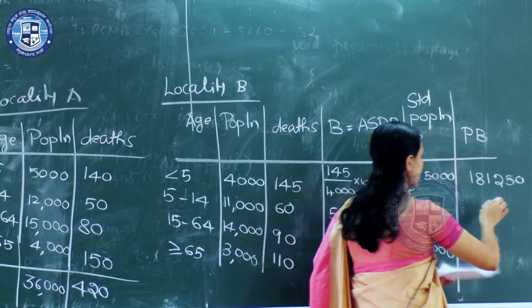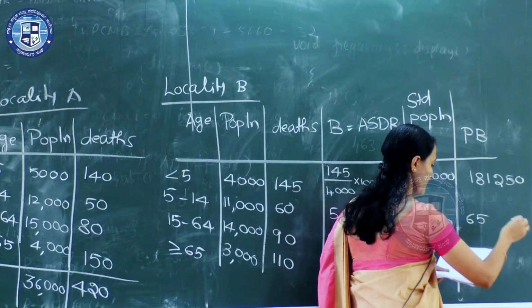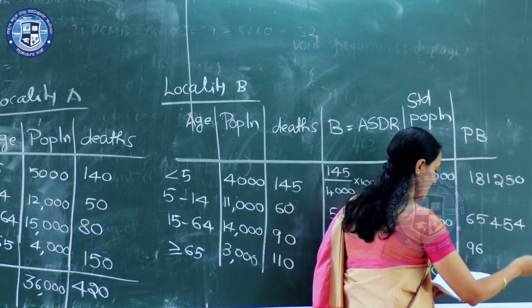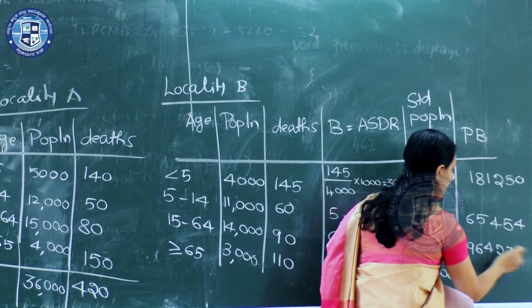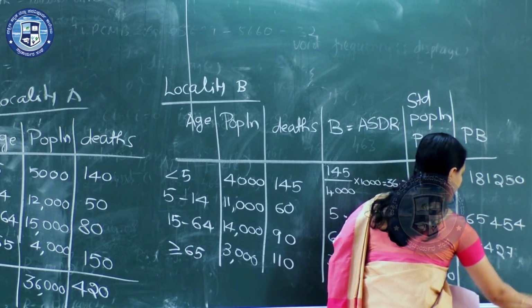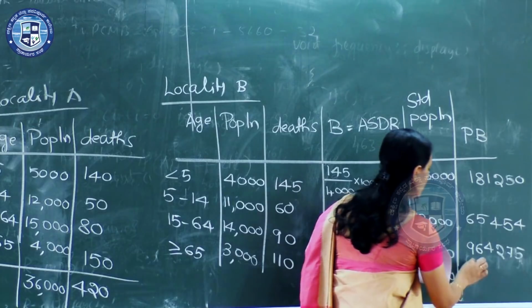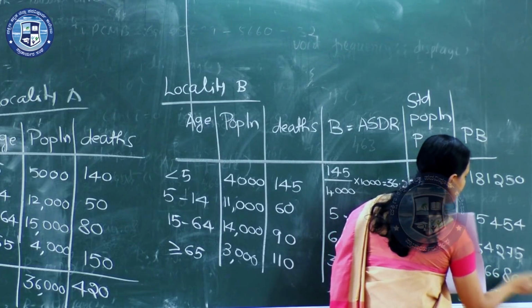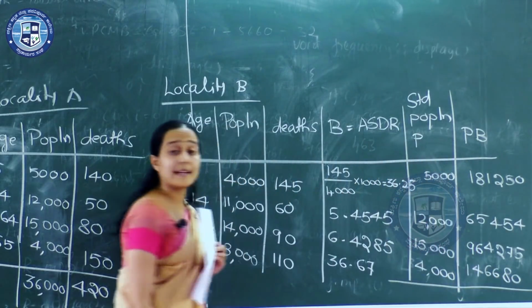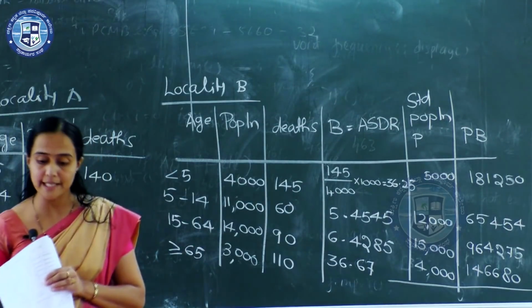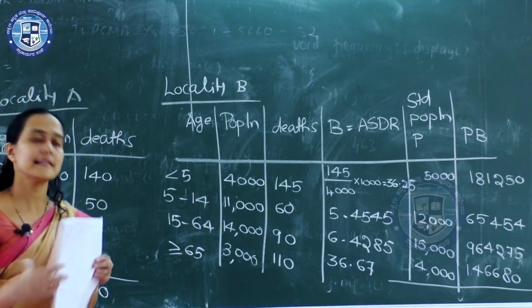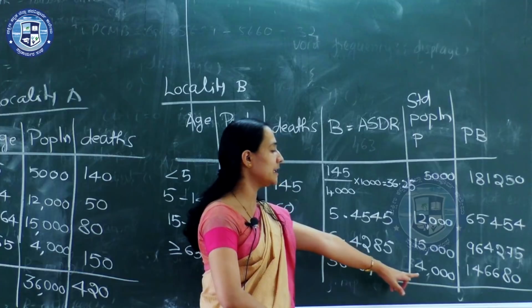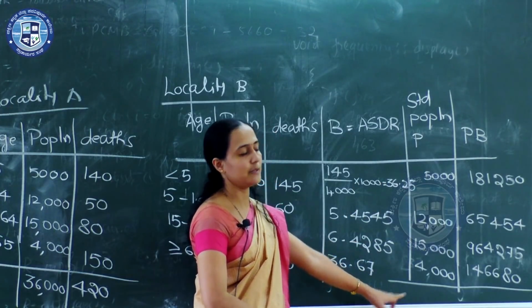Answer is 181250. Similarly 65454. Similarly 964275. Last 146680. That is P into B. Next, what is the formula? STDR of B equal to sigma PB divided by sigma P. Sigma PB means P into B column total. Sigma P is standard population total.